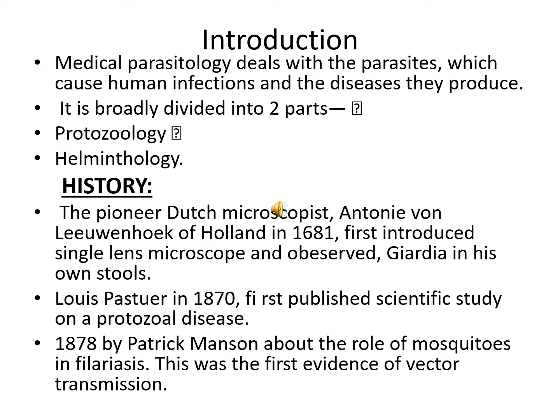Going to the history of parasitology, the Dutch microscopist Anton van Leeuwenhoek in the year 1681 first discovered Giardia, protozoal flagellates, in his stool. Next, in 1870, the father of microbiology, Louis Pasteur, did a study on protozoal diseases, and Patrick Manson in the year 1878 discovered that filariasis is caused by mosquitoes, and he first identified the mosquito as a vector for disease transmission.